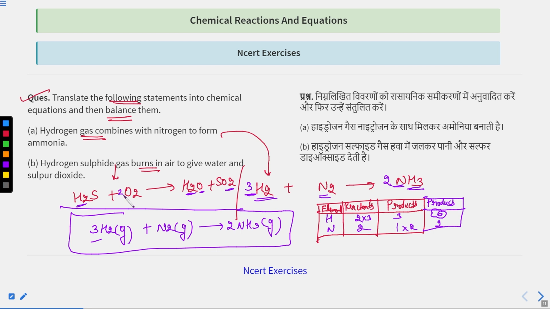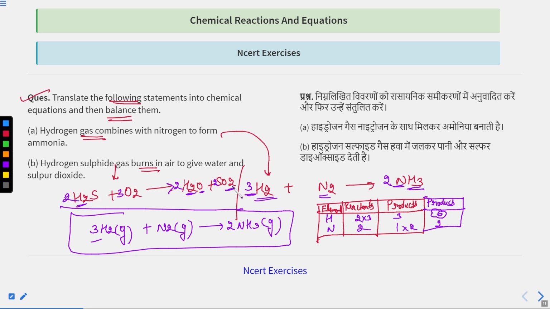If you multiply with 3, so 3 times 2 is 6 oxygens, and if you multiply with 3 here, so what will happen? 3 plus 2, 5. No, we can't multiply with 3 here. So how can we balance this equation? It is very simple. If we put 2 here and 2 here, it will become 2 times 2, 4. Now 2 sulfur, let's put 2 here. 2 times 2, 4.